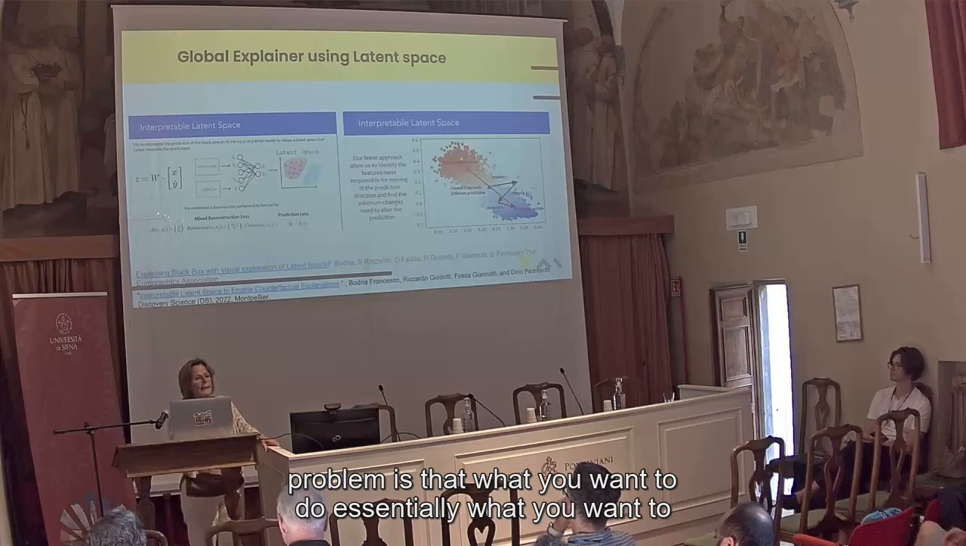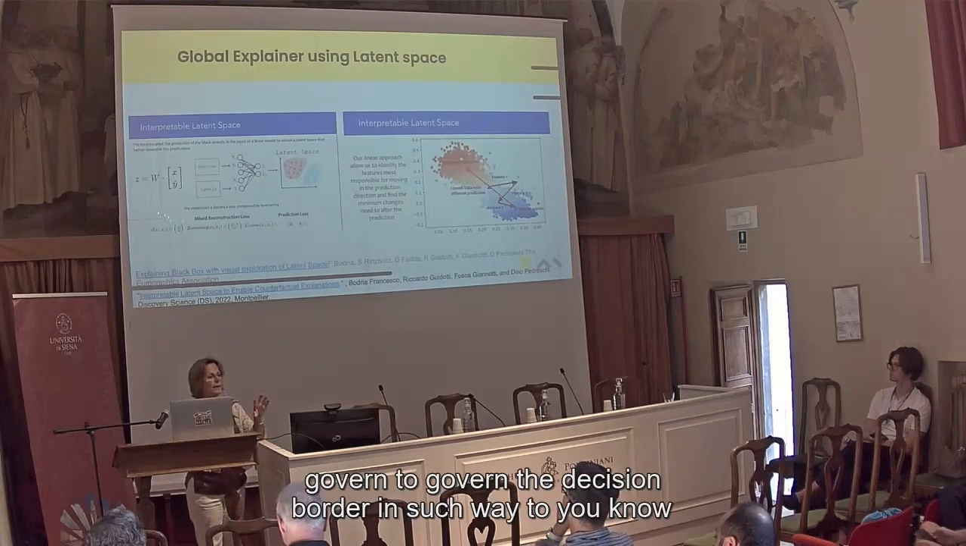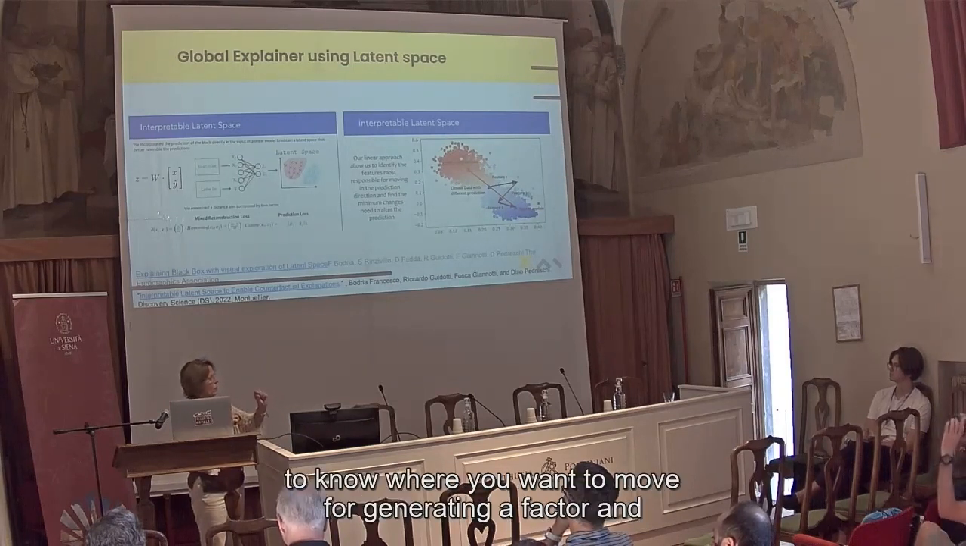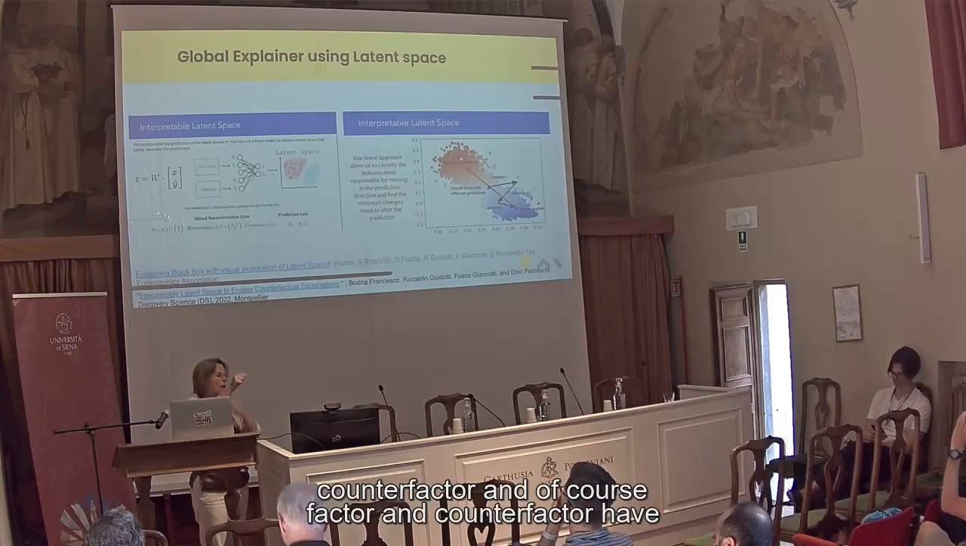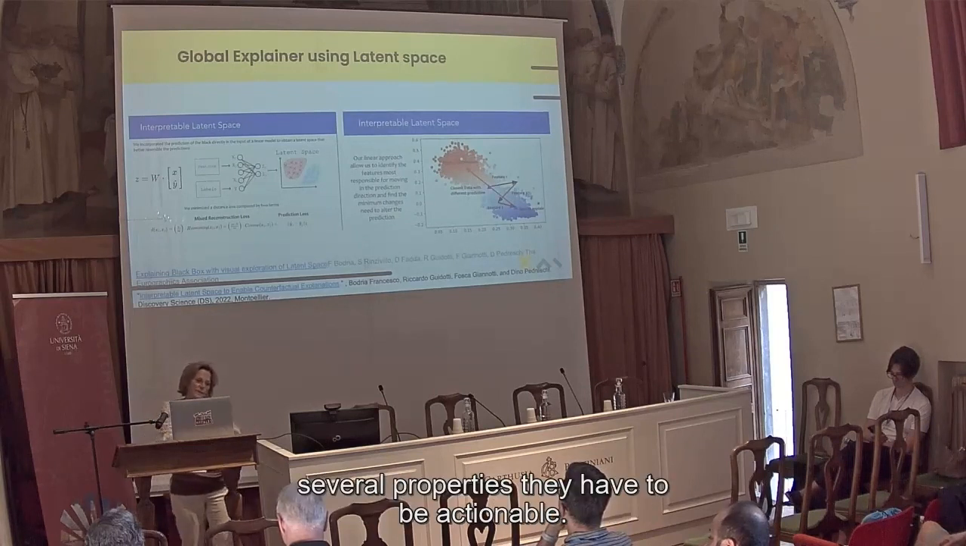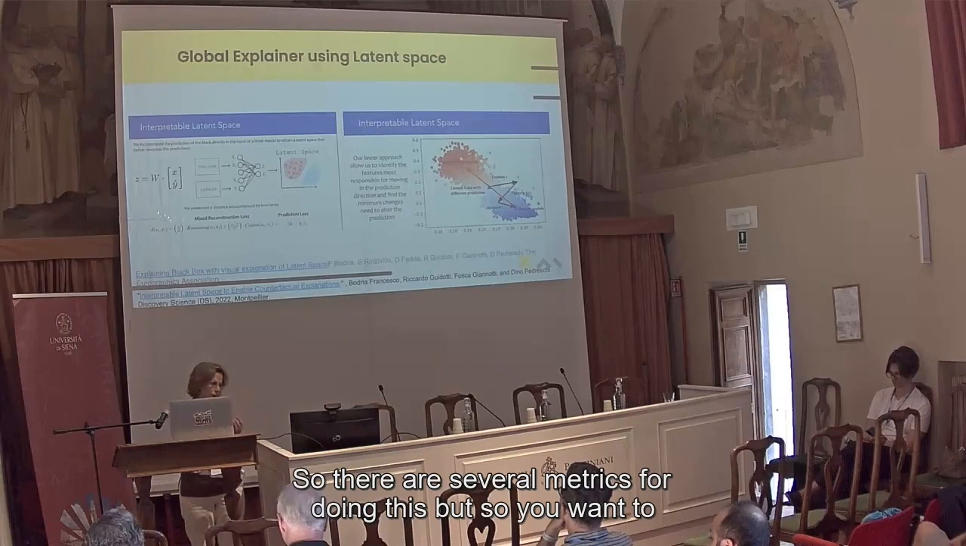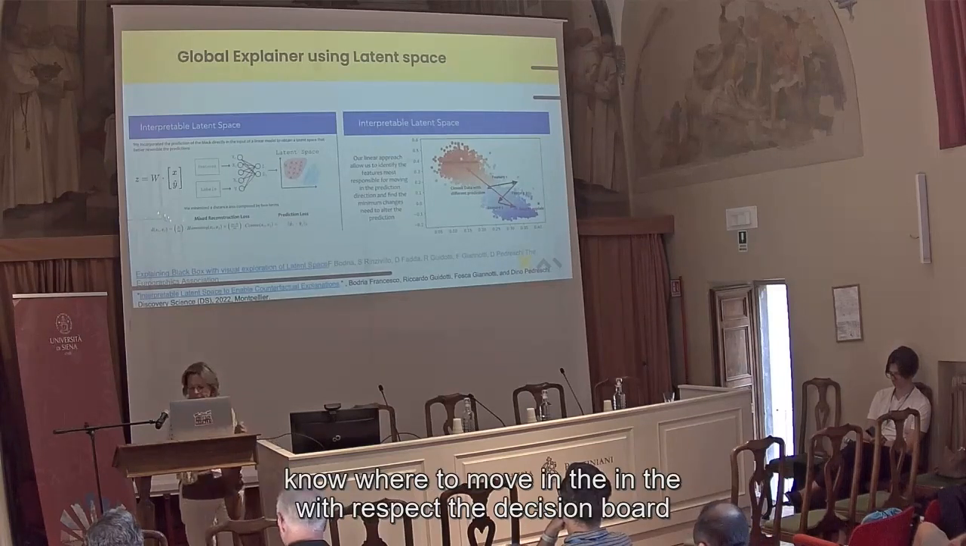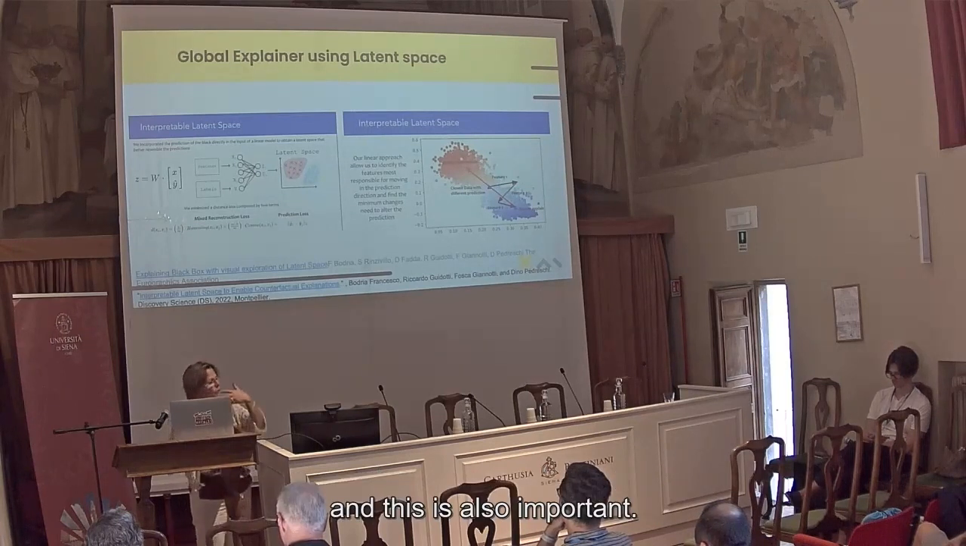Because the problem is that what you want to do, essentially, is govern the decision board in such a way to know where you want to move for generating factual and counterfactual. And of course, factual and counterfactual have several properties. They have to be actionable. So there are several metrics for doing this. But you want to know where to move with respect to the decision board. And this is also important.